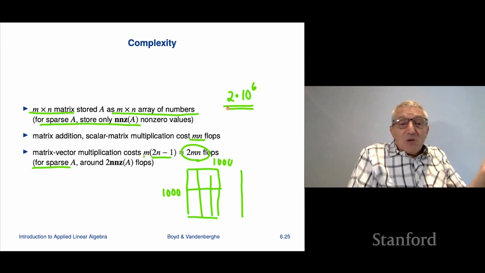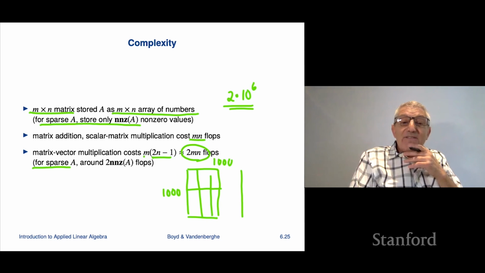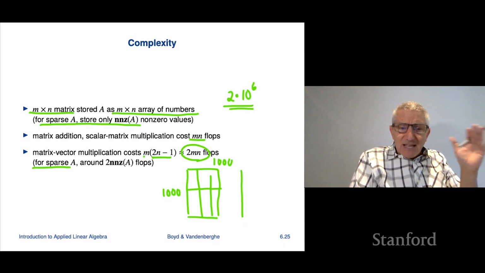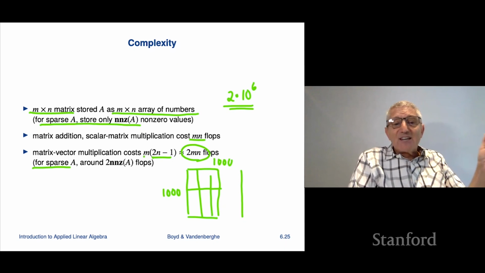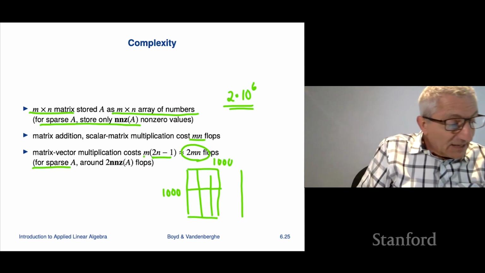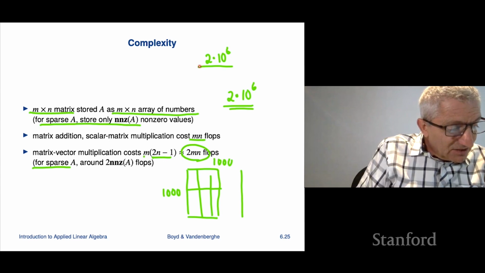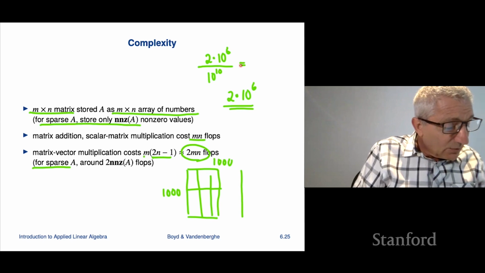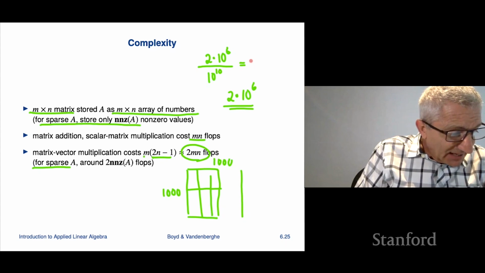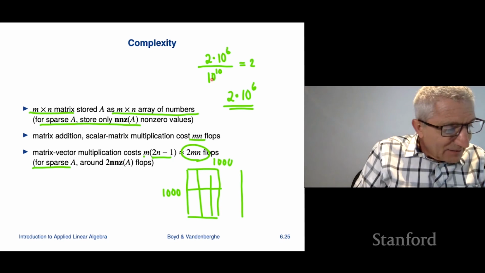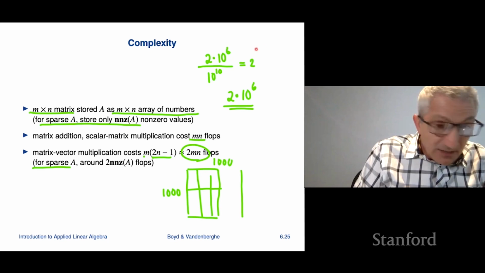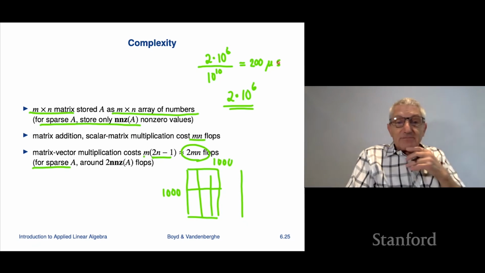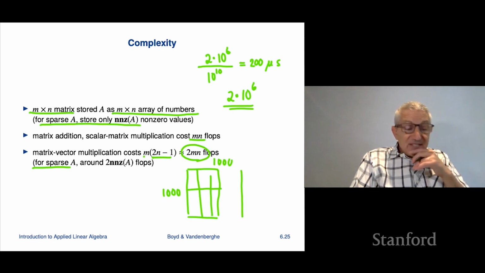Of course, the whole point is you don't do that. So it's 2 million flops. Now, how long does it take to do that on my laptop? My laptop can do about 10 gigaflops per second. So it would be 2 times 10 to the 6 divided by 10 gigaflops. A gigaflop is 10 to the 9, so this is 10 to the 10. What you're going to get is 2 times 10 to the minus 4, so people would write that as 200 microseconds. A microsecond is a millionth of a second.